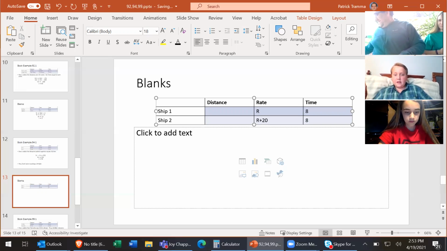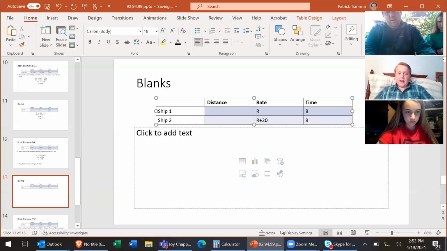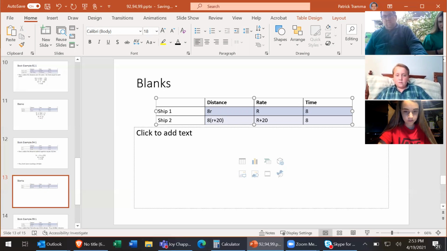And then distance is rate times time. So how would you get rate times time? You'd get 8R on the top, and then you get 8 times the quantity R plus 20.